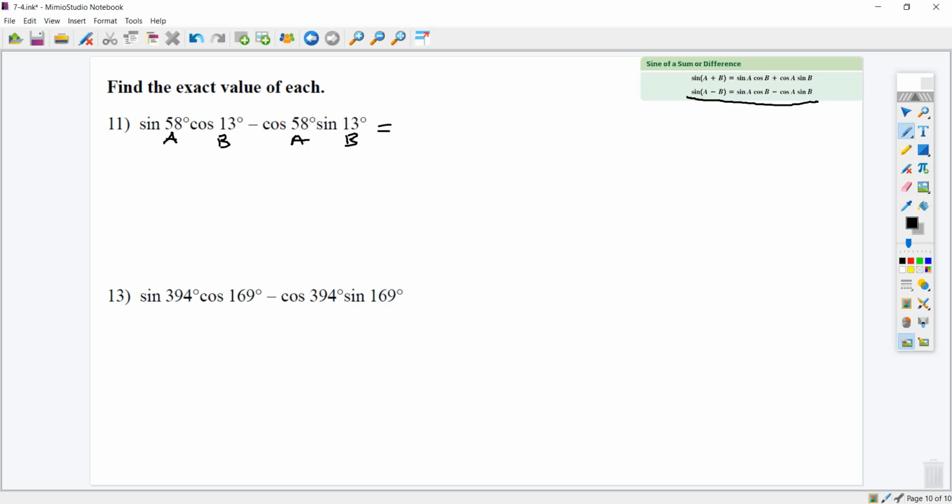So as we say, this is the second formula because of the negative sign in the middle. So that looks like a sine A minus B. That's 58 minus 13. So sine 45. We know what sine 45 is. You can just finish here or just say what sine 45 is. If you check the chart, you will definitely see it's the square root of 2 over 2.